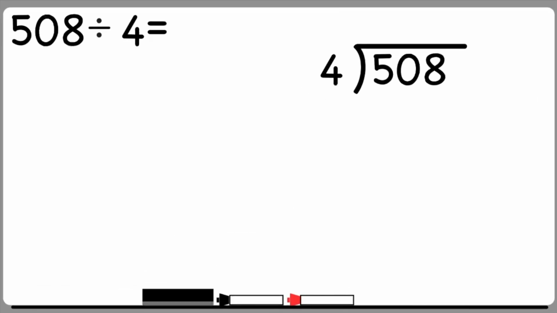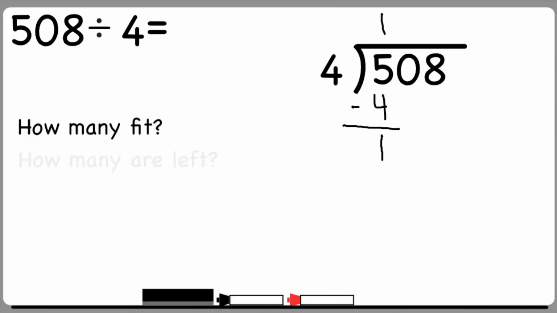Finally, we'll divide 508 by 4, setting it up the same way that we've set up the other problems. Now notice there's a 0 in this one. Don't be fooled or messed up by this. We're just going to treat it like any other digit. Ask our question, how many fit? 1, 4 will fit into the 5. One group of 4 is 4. How many are left? 1 is left over.